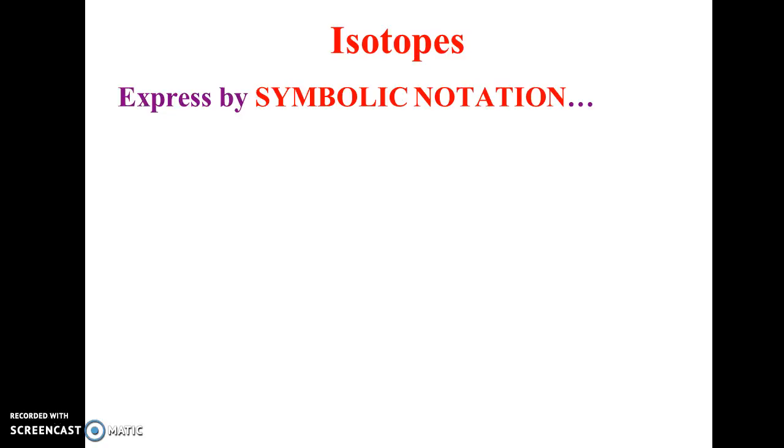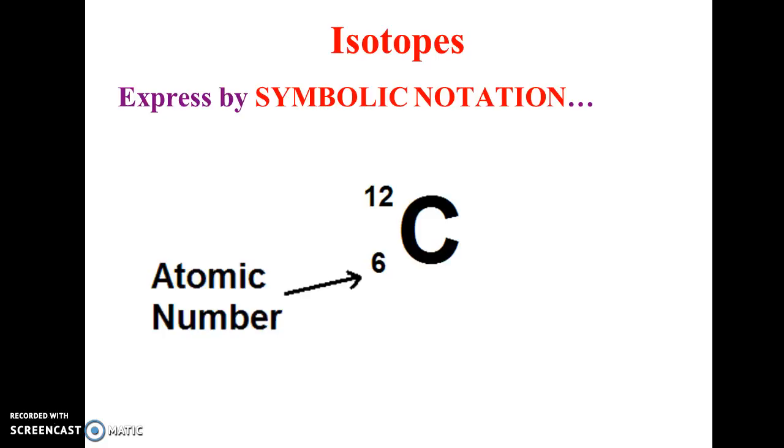Now we express isotopes using what we call symbolic notation. It looks something like this. The 6 is the atomic number, and the 12 is the atomic mass number. Now they're opposite what you'd see on our periodic table. On our periodic table, the atomic number is on the top, and the atomic mass is on the bottom. Here we flip-flop the two. The 6 is on the bottom now, and the atomic mass number is on the top.